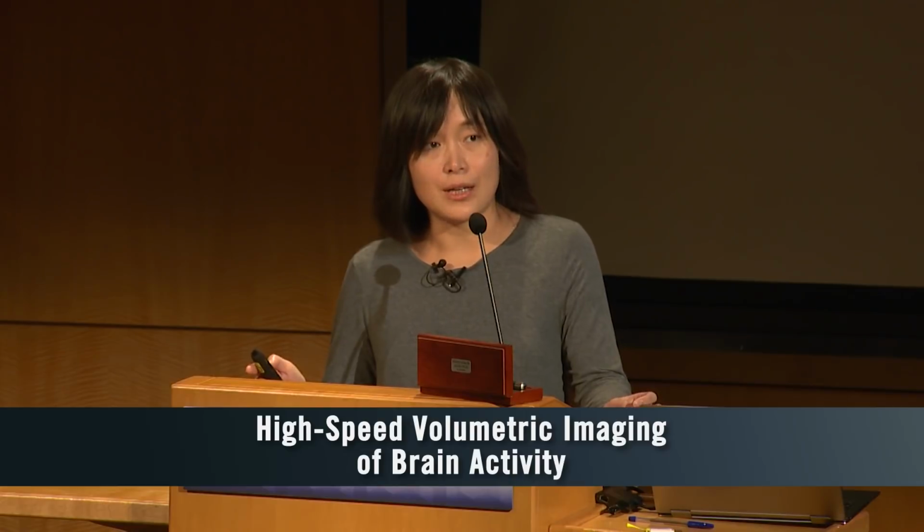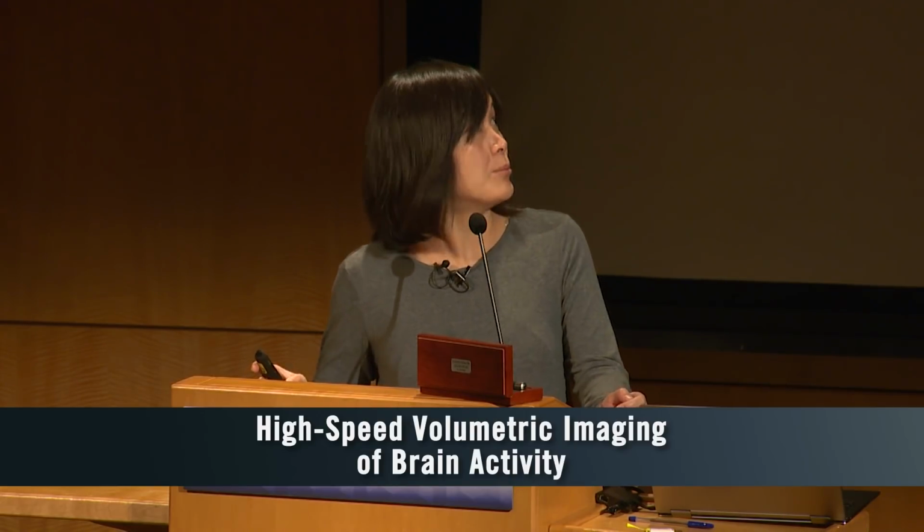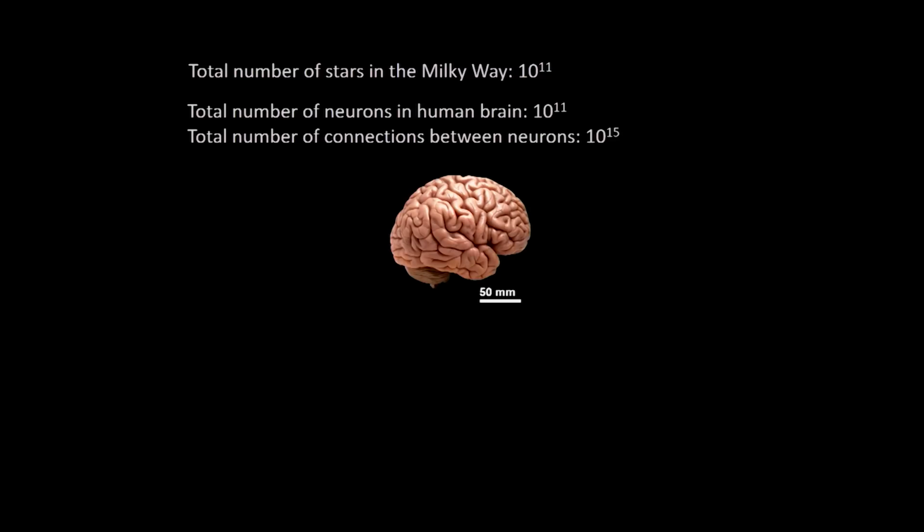I think we can all agree that it is very difficult to understand the brain. Part of the reason is because the sheer number of neurons we have to study. There's about 100 billion stars in our galaxy. But if you look at the human brain, that's about the same number of neurons. It's also about 100 billion.